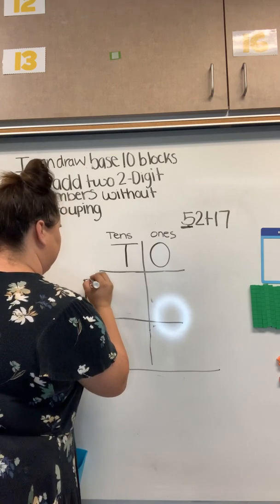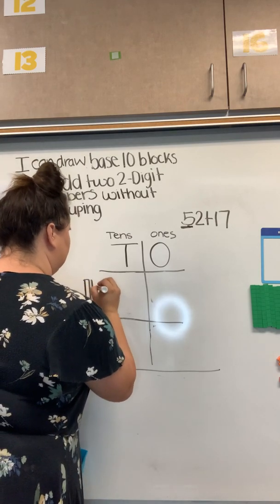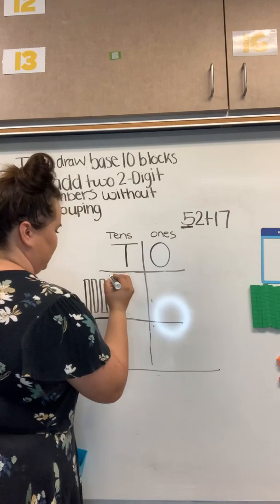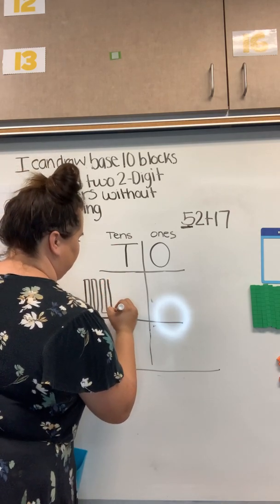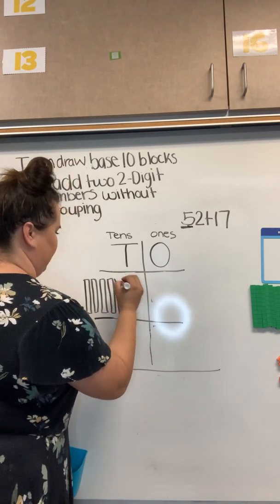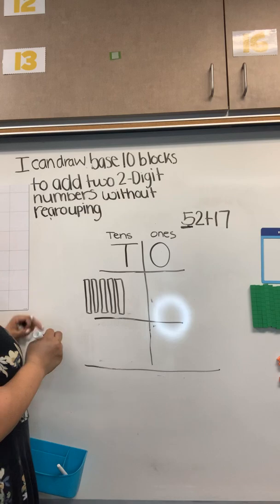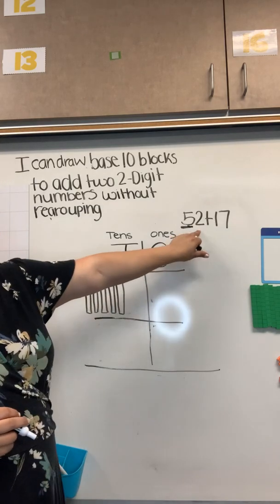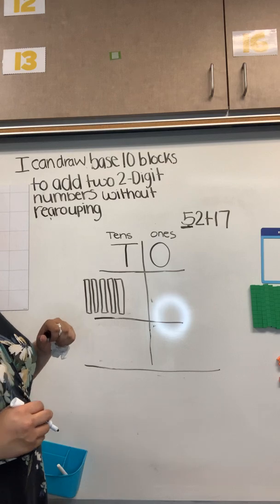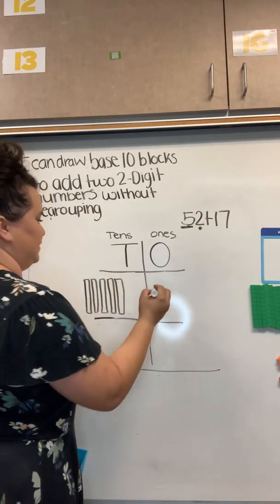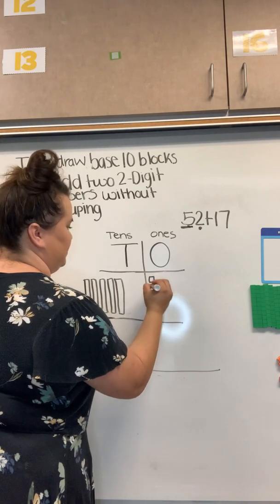So 1, 2, remember to give it space in between. 3, 4, and 5. So I have my 5 ten rods. How many ones do I need? Yes, I need to draw 2 ones. So let's do 1 and 2.